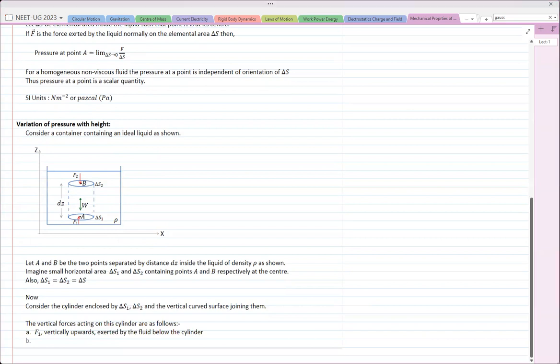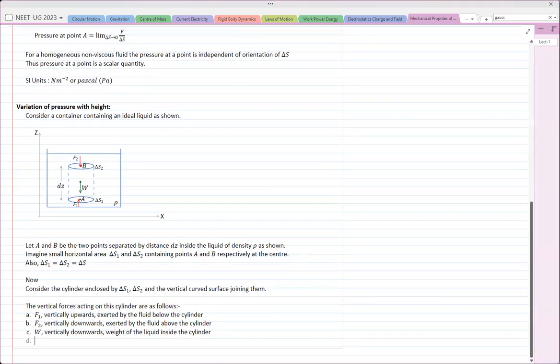Liquid is incompressible है, तो वो compress नहीं होगा, that means वो resist करेगा, ऊपर का weight नीचे आने की कोशिश करेगा, तो नीचे का liquid उसको ऊपर oppose करेगा, that is the logic. F2 is vertically downwards exerted by liquid above the cylinder, and W, which is the weight of the liquid inside the cylinder. Okay, we are using liquid, so I'll change this word here. Instead of fluid, I'll make it liquid.